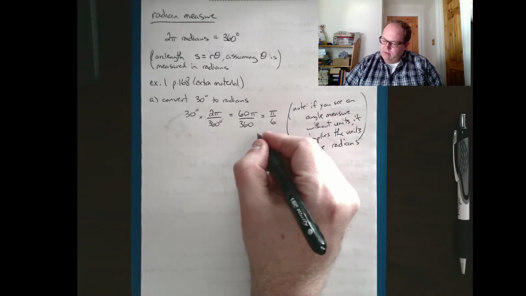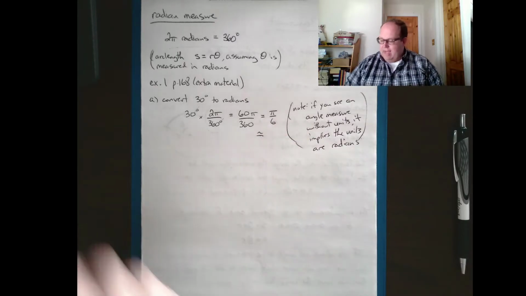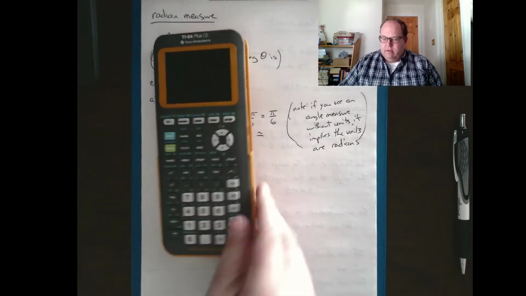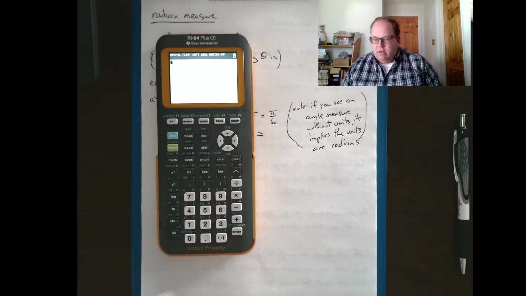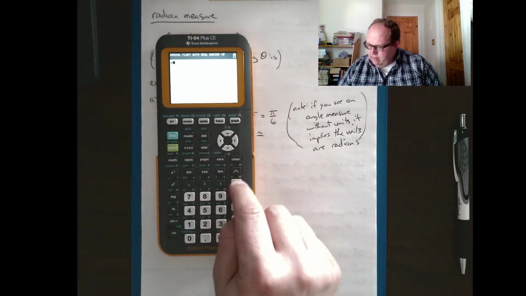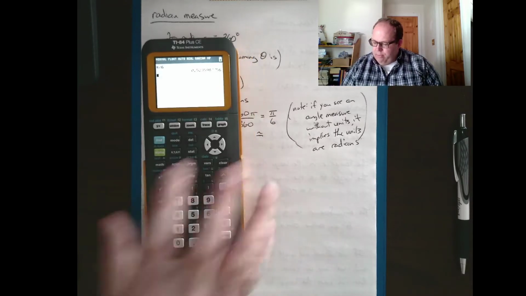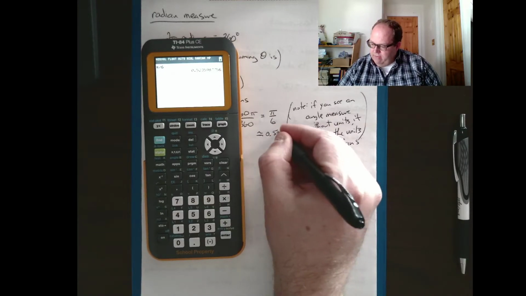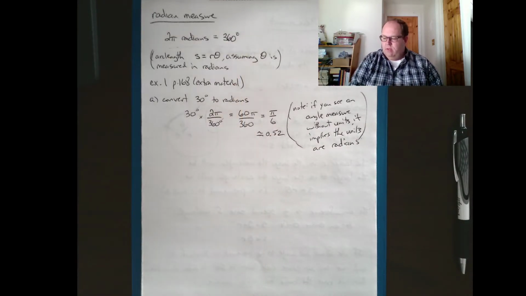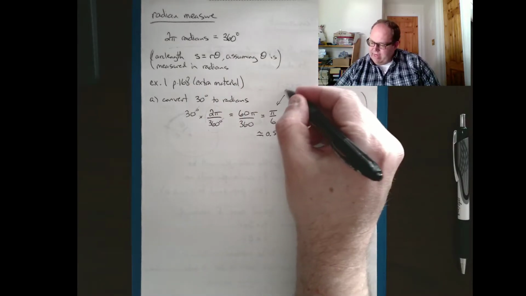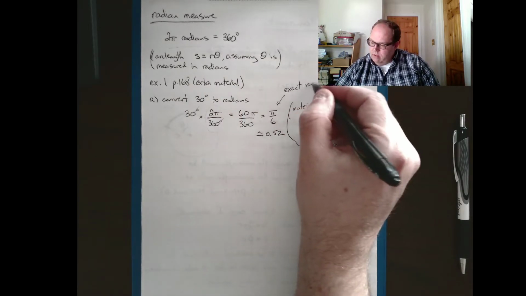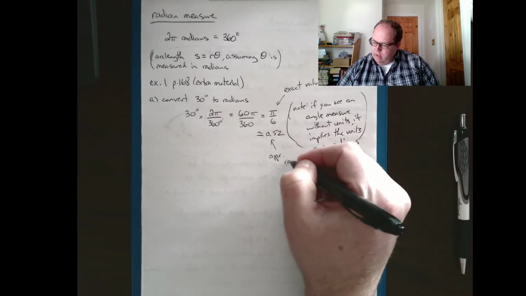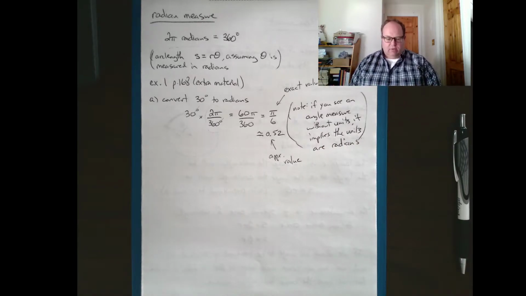I should also note, if you took your calculator and worked that out, you're not getting an exact value, you're getting an approximate one. And you would have something like pi divided by 6, or approximately 0.52 radians. So this is an exact value, and this is an approximate value. That will make a difference for sometimes what you are asked to do.